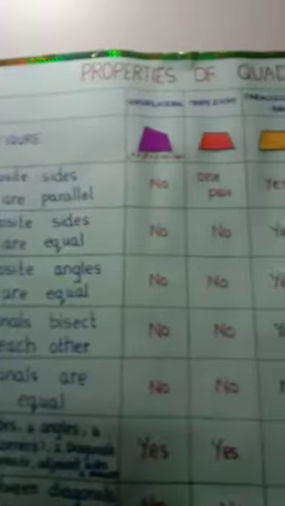This is the properties of quadrilateral. What are the various types of quadrilateral? Different types of quadrilateral and its properties. Opposite sides are parallel. Yes, one pair, like that.